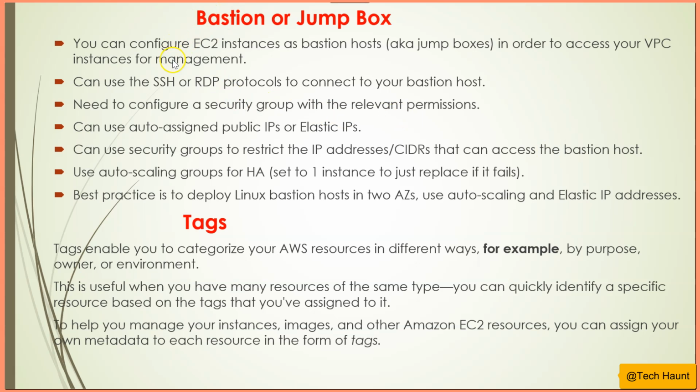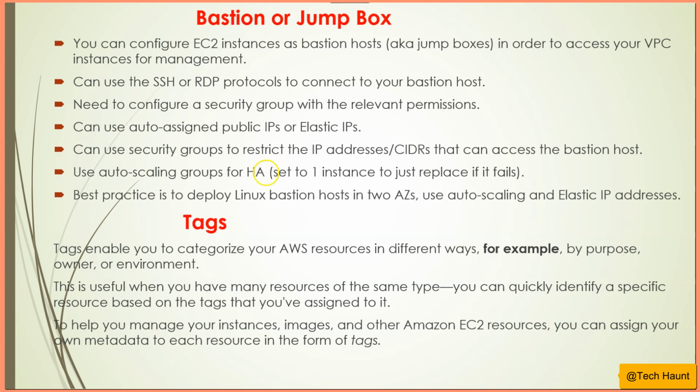This Bastion host is basically hosted in your public subnet, and other services are hosted in your private subnets. Your Bastion host has access to the services in the private subnet only. You can use the SSH or RDP protocols to connect to your Bastion host, and you need to configure a security group with the relevant permissions. The Bastion host can use auto-assigned public IPs or elastic IPs. You can also use security groups to restrict which IP addresses can access the Bastion host.